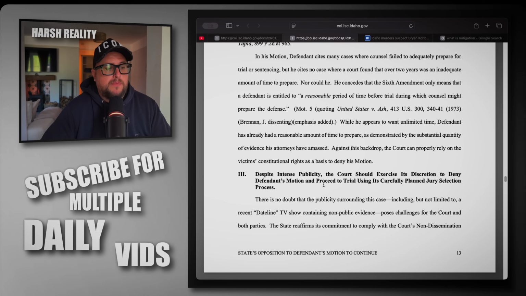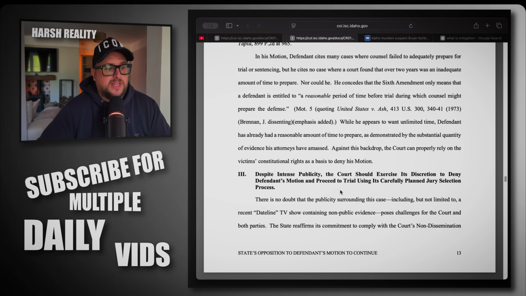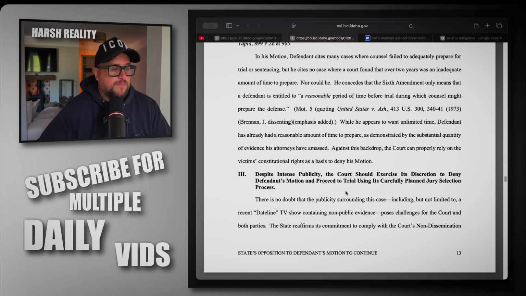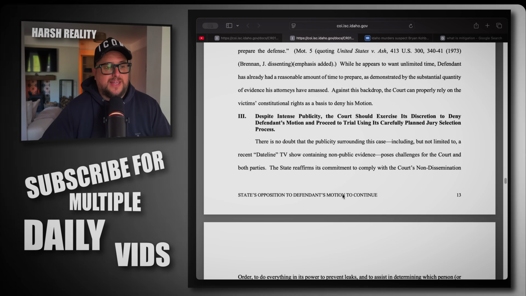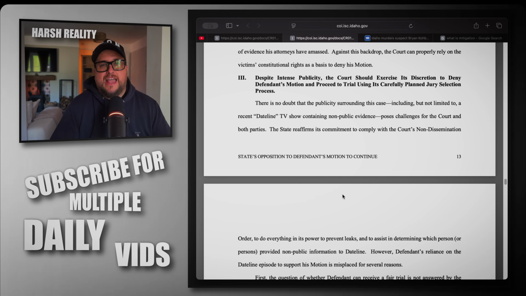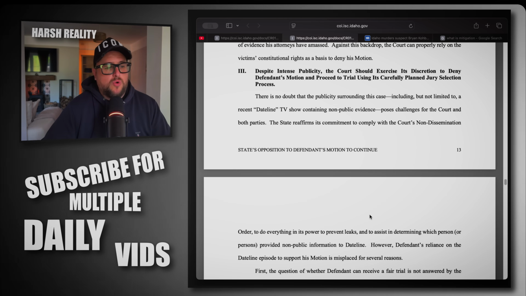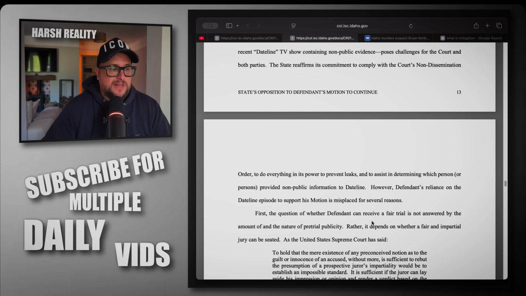This doc is consistently ringing the same bell. "Despite intense publicity, the court should exercise discretion to deny defendants' motion to proceed to trial using its carefully planned jury selection process." Which is basically saying, look, we've been there before. We know how to deal with it. There's other cases that the areas have had to deal with. The Vallow case, for instance, these are all high-profile cases. They've all been in the media, and there's been discussions about it.